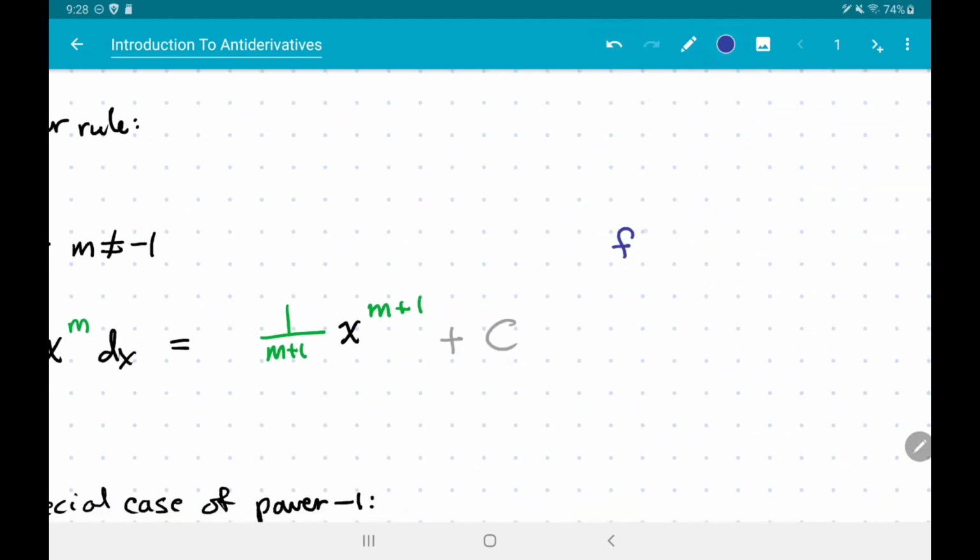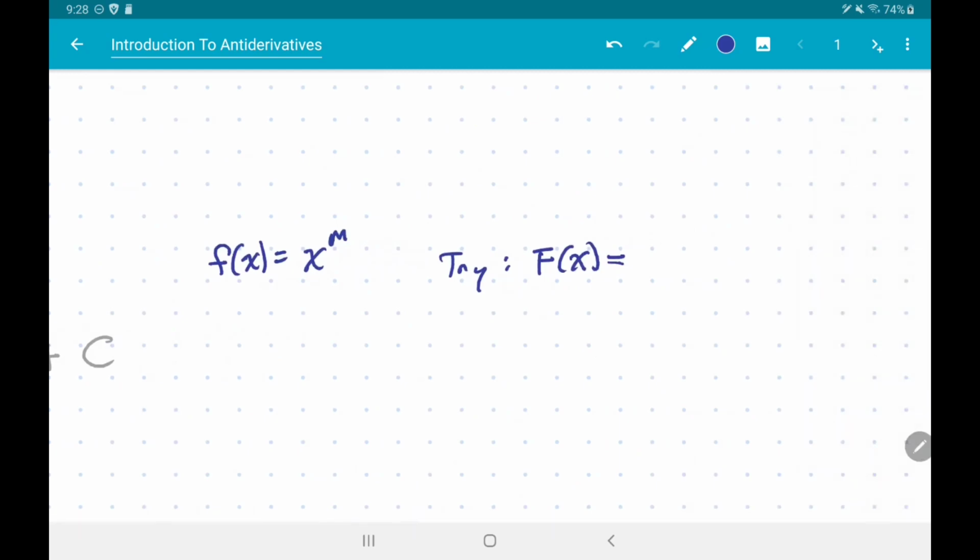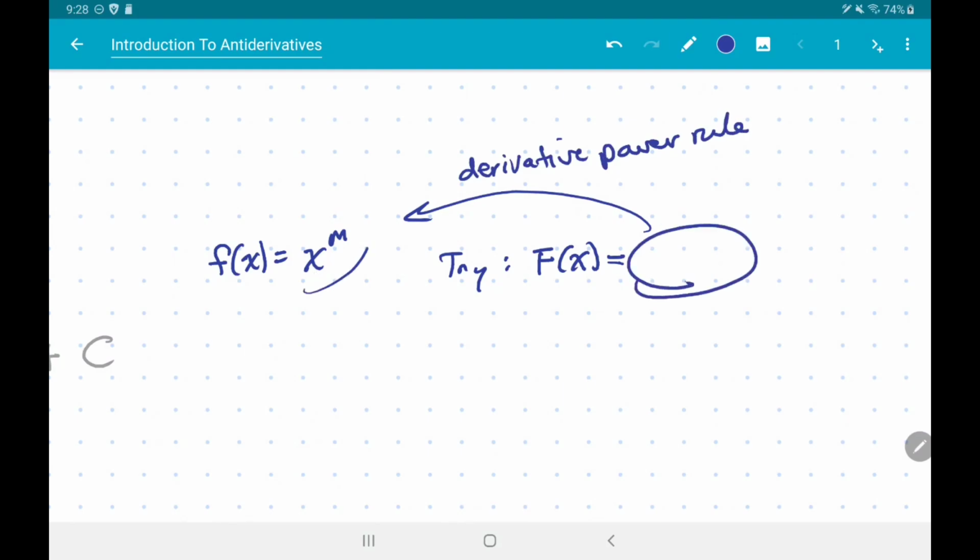So suppose that I say that little f of x is equal to x to the m, and I want to construct a big F of x whose derivative is x to the m. Well, I could try big F of x equals, and again, thinking I've got to use the derivative power rule on something over here to get me back to x to the m, I need to go up to the next power up.